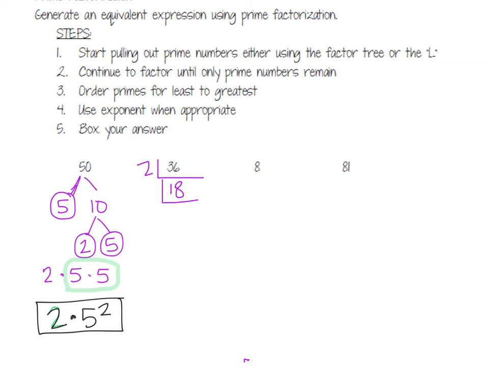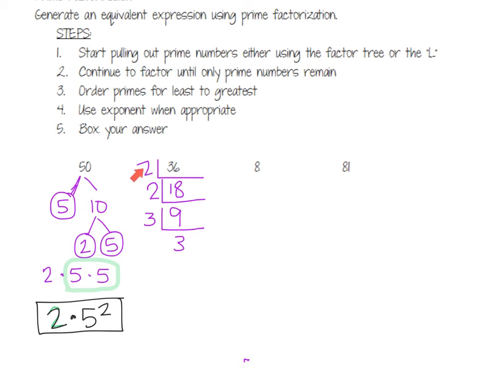Then I'm going to do another L. I'm going to take out another 2. It's still even. 18 divided by 2 would be 9. Well, 9 is not even, but it's not prime. So I know that 3 times 3 equals 9. So I take out a 3 and I have a 3 remaining. Well, in this case, I have gotten all my primes.